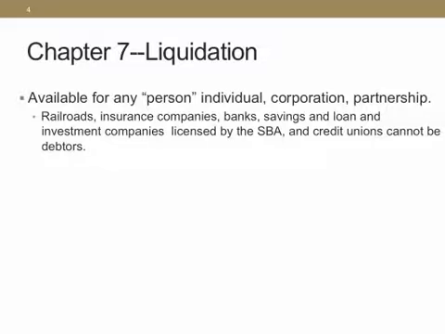Chapter 7 is available for any person: individual, corporation, or partnership. And "persons" in quotes because a corporation or partnership is treated as a person for Chapter 7 liquidation purposes. Notice the different types of organizations that cannot file under Chapter 7.